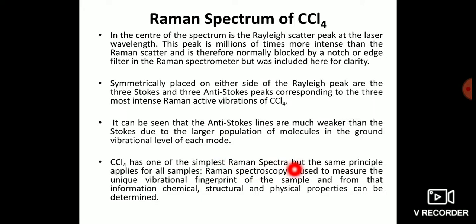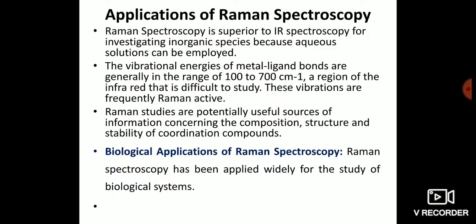CCl4 has one of the simplest Raman spectra, but the same principle applies for all samples. Raman spectroscopy is used to measure the unique vibrational fingerprint of the sample, and from that information, chemical structure and physical properties can be determined. So what is the conclusion? That we can determine the structural features and physical properties of different molecules with the help of Raman spectroscopy.